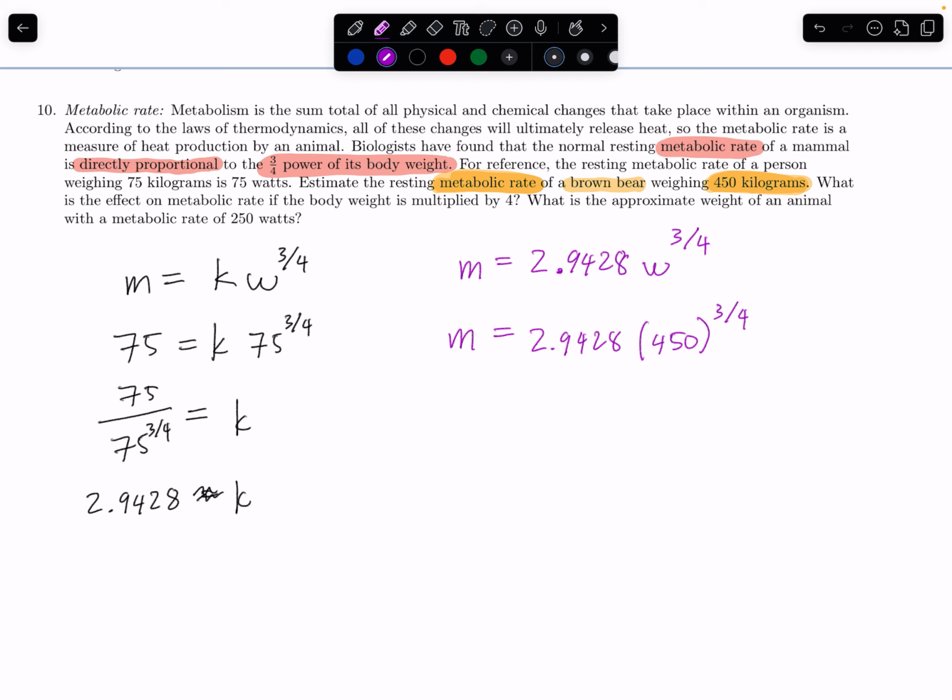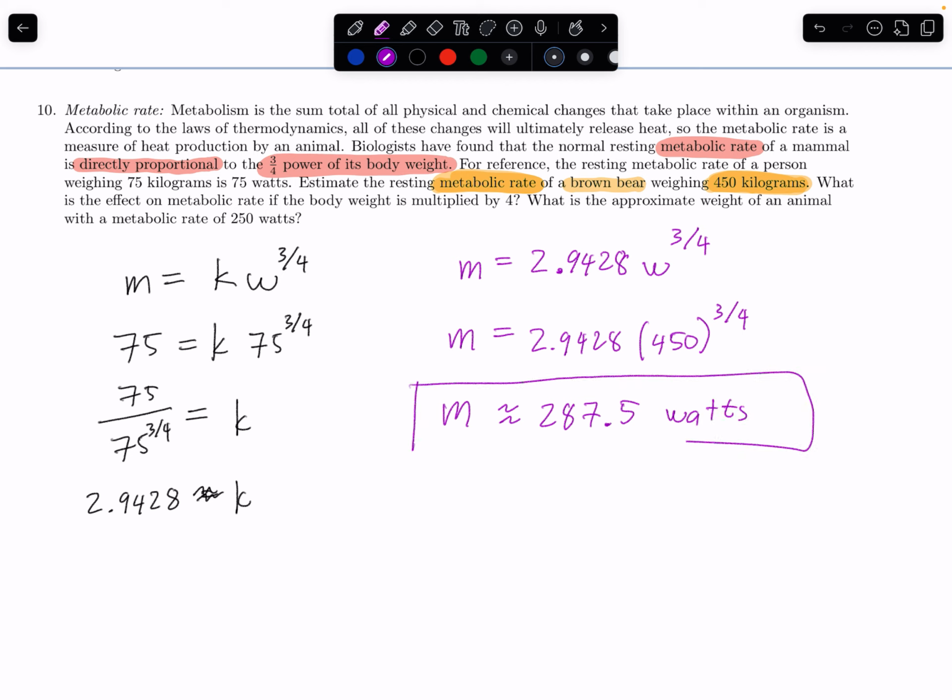Okay, that's easy because why is that easy? It's easy because everything's already just numbers on one side, right? So I'll take my answer, which I have saved in my calculator, and multiply by 450 raised to the 3/4 power. Okay, and I'm going to get M is approximately 287.5. And what is the unit here? This is watts.